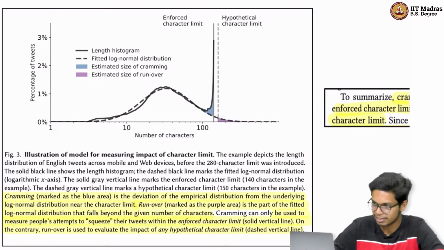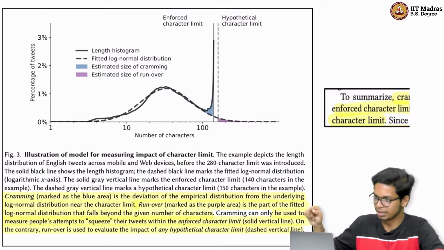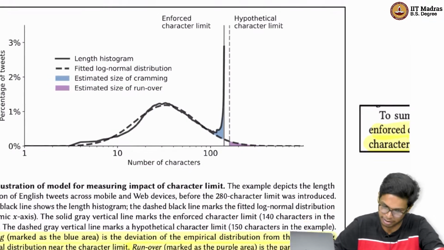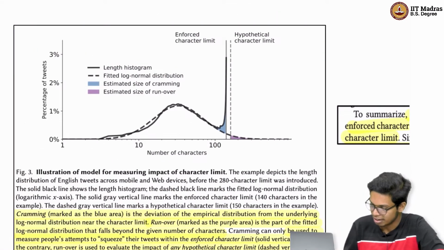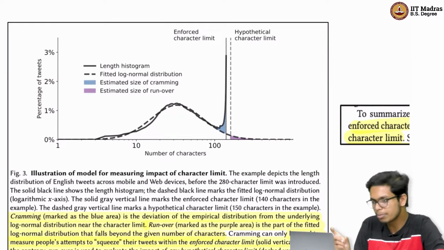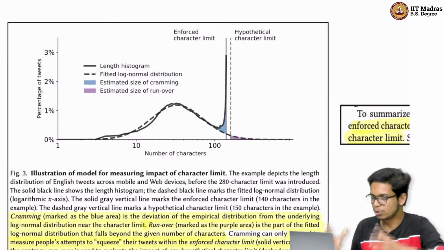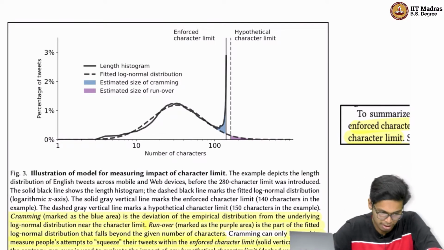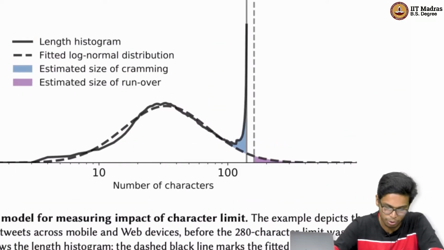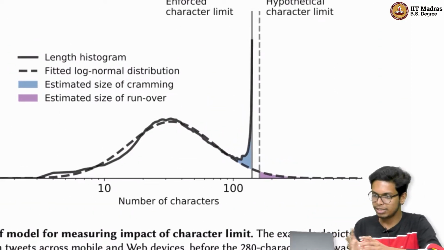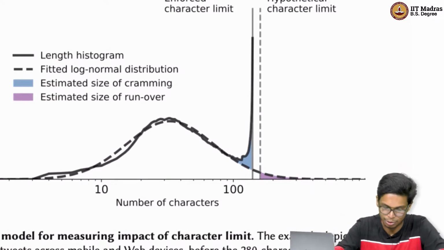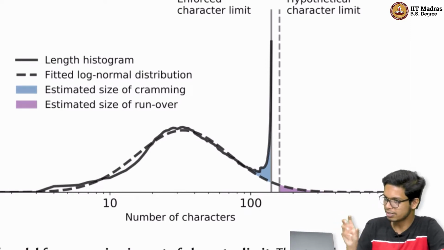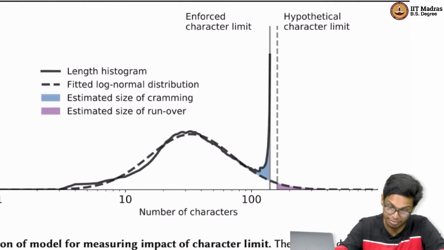And as you can see, it follows a very theoretical Gaussian type distribution, but the real data sort of diverges and suddenly it shoots up at the 140 character limit, because as we've already established, as you go near the 140 character limit, the users tend to squeeze or cram a lot of content in, and it deviates from the theoretical log normal distribution. The interesting thing to look into is that the authors have described these two regions of interest, right? You see a purple region and then you see a blue region, right? The blue region is cramming, the purple region is the size of runover. We'll come to the definitions of these as well.